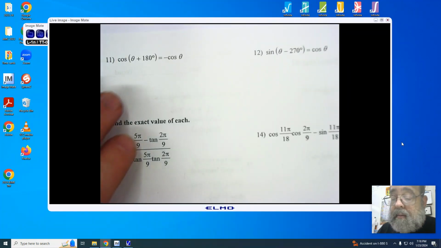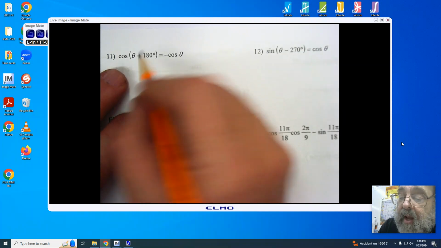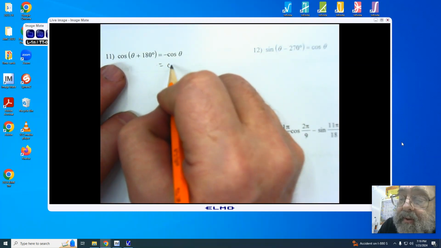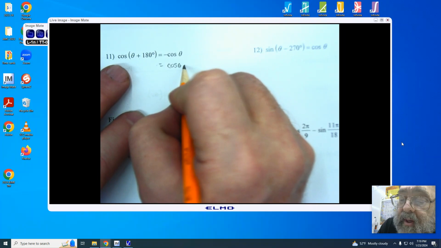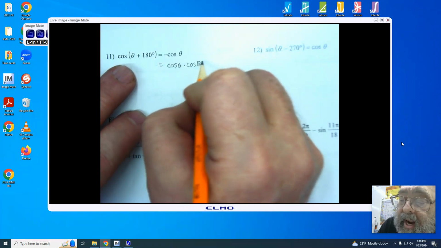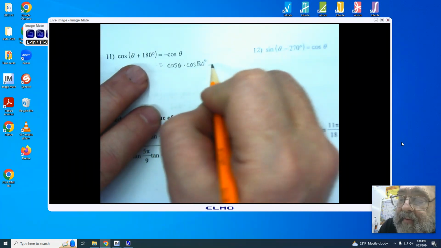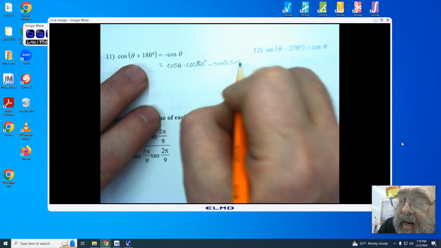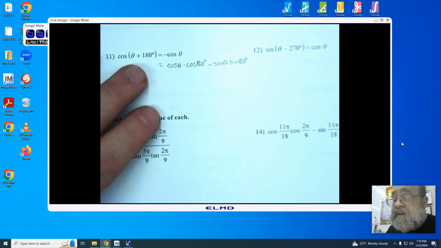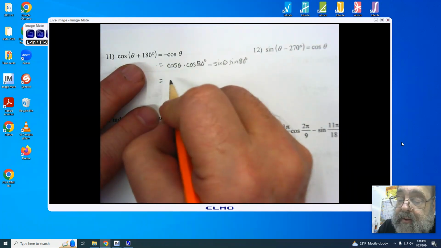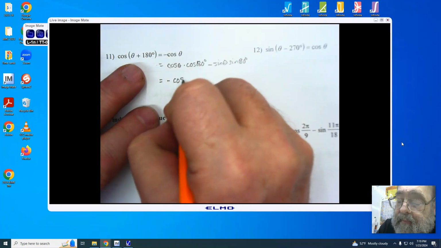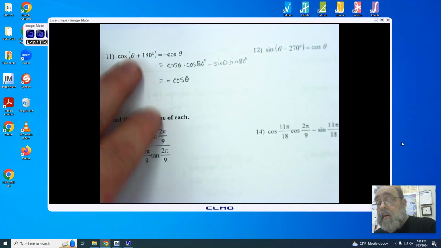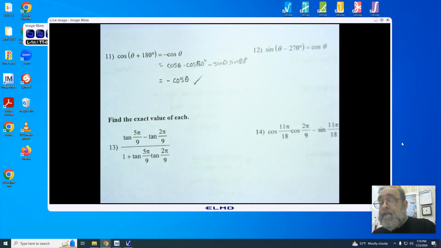Let's go to the next one. Cosine. We have a sum. So we're going to write it as the cosine of theta times the cosine of 180 degrees, then we have the minus sine of theta, sine of 180 degrees. But we know that the sine of 180 degrees is 0, and we know that the cosine of 180 degrees is negative 1. Substitution gives me negative cosine of theta minus 0, and I have verified the identity.